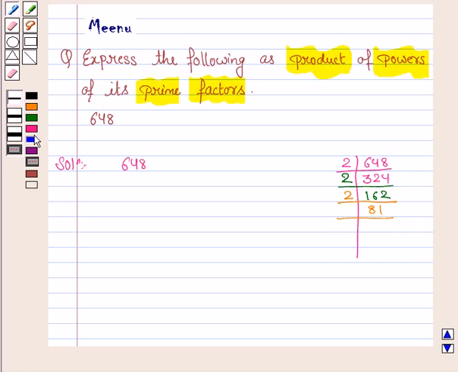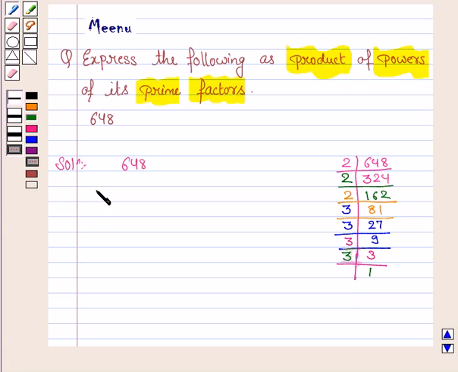Now, the smallest prime by which 81 can be divided is 3. Dividing 81 by 3 gives us 27. Again, we divide 27 by 3 and it gives us 9. Dividing 9 by 3 gives us 3. And dividing 3 by 3 gives us 1.